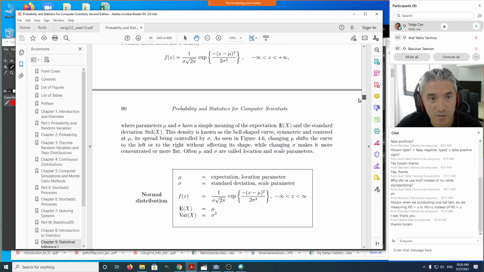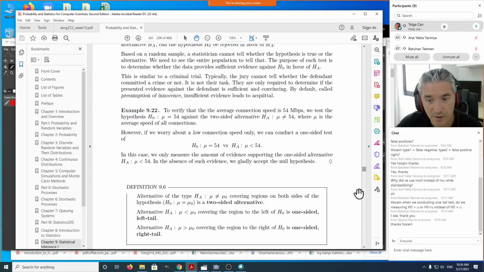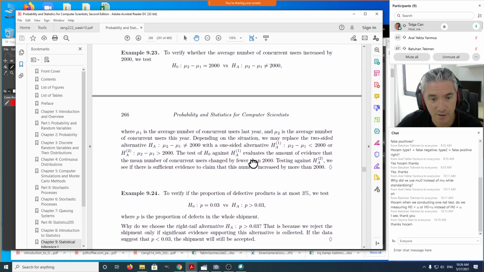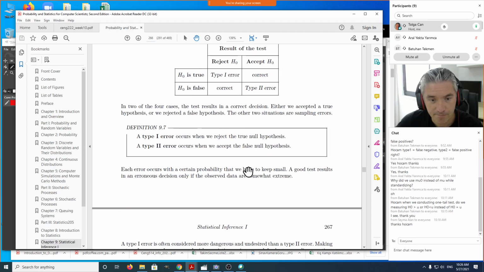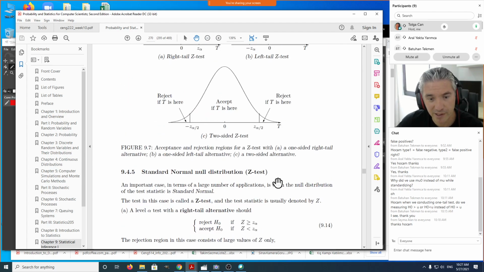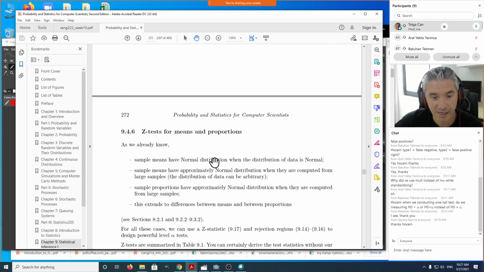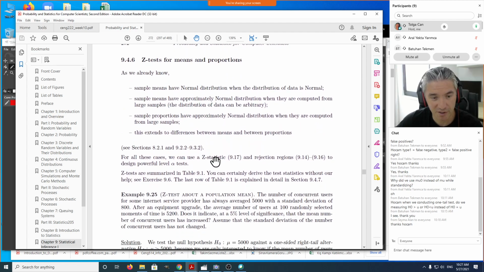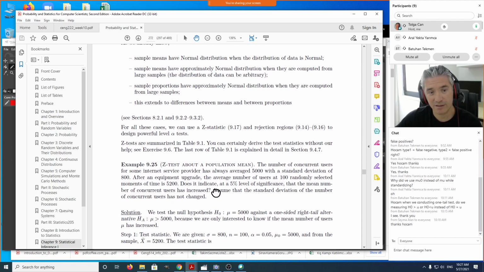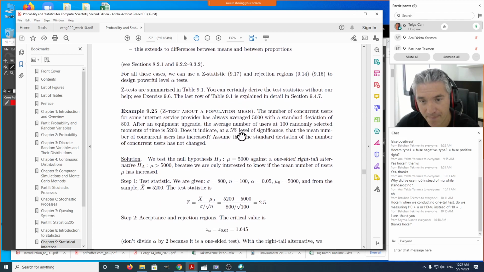It was 291. Somewhere around here. Z-test, let's go to Z-test and take a look at the first example in the Z-test. Z-test for means and proportions. Let's look at this example 9.25. Z-test about a population mean.